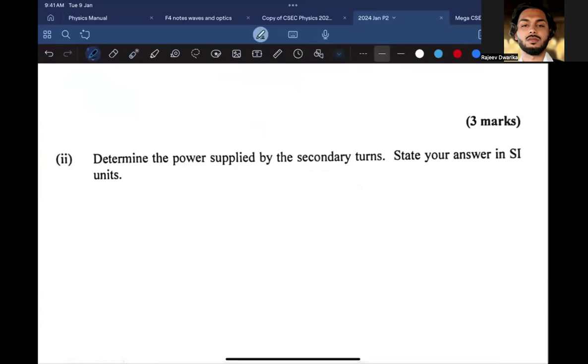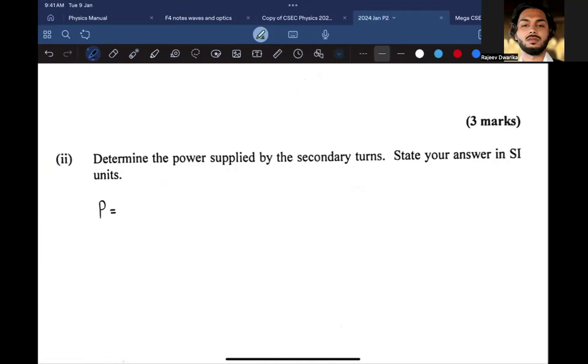So Jadon, read part two for me. Determine the power supplied by the secondary. State your answer in SI units. Right, so we have to figure out power. Remember, what is power equal to? If you don't know it, tell me one time that you don't know it. If you know it, tell me.